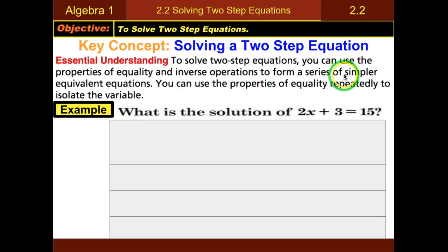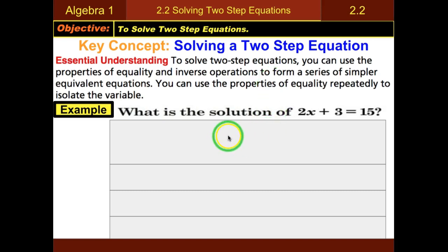And then to form a series of simpler equations. Equivalent just means, once again, that because we used these two things, they stayed equal. It stayed true. So we can use them repeatedly to isolate the variable. Now, our next lesson will be multi-step equations, which is really the same thing, just there's more than two steps.